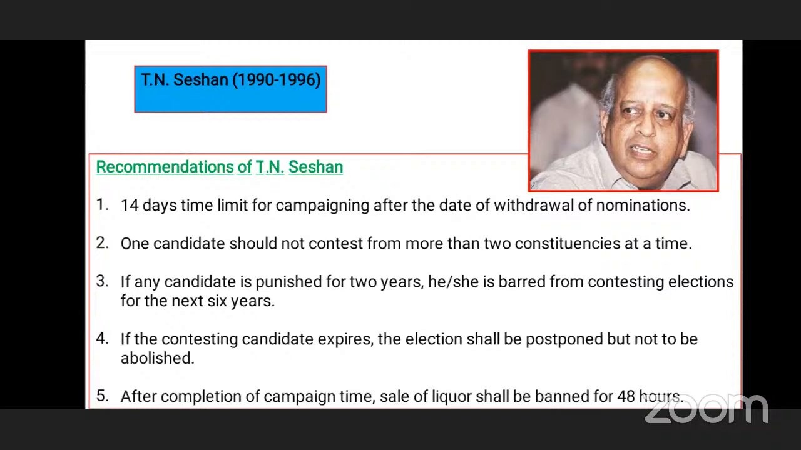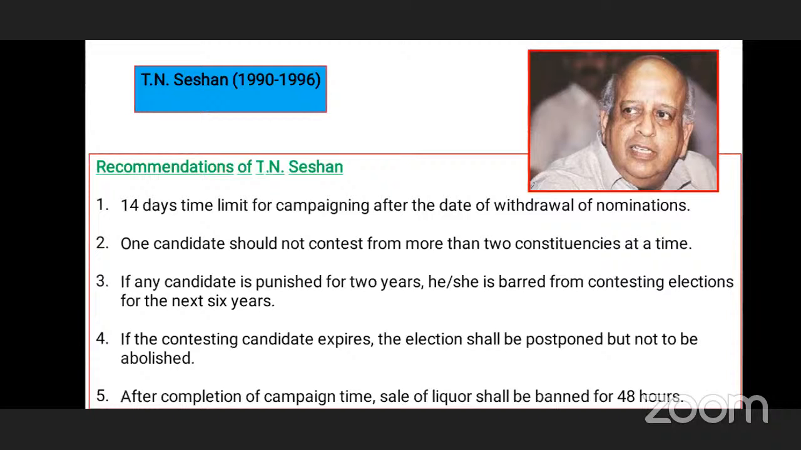Okay, what is the second recommendation? First, look at the first one: a 14 days time limit for campaigning. Every election should have a campaigning time. The campaigning period must be 14 days.